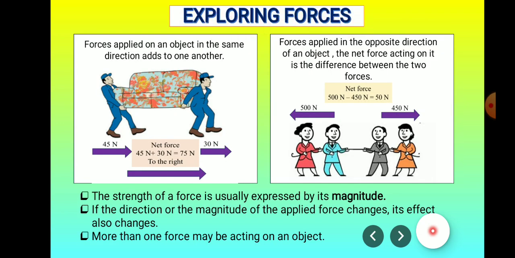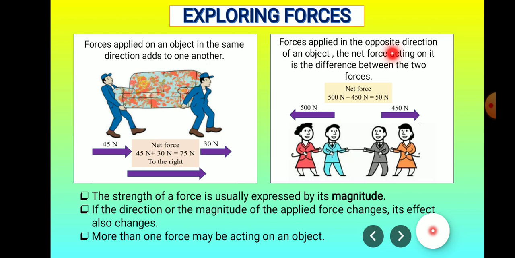Exploring forces. If the forces are applied in the same direction, they are added up. Here, two persons are lifting the sofa and they are moving in the same direction. So, whatever the force they are applying, that will be added up. This man is applying a force of 30 Newton and this man is applying a force of 45 Newton. Here, N is Newton, which is the SI unit of force. Since they are moving in the same direction, their forces will be added up. That is 45 Newton plus 30 Newton equals 75 Newton to the right.